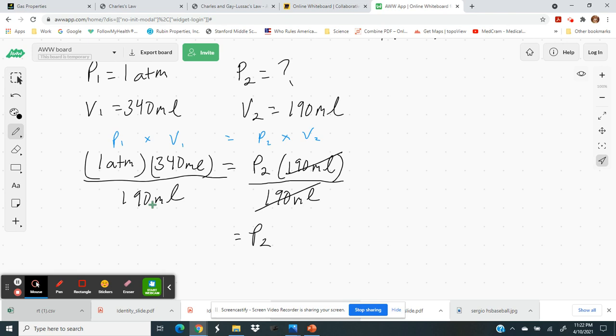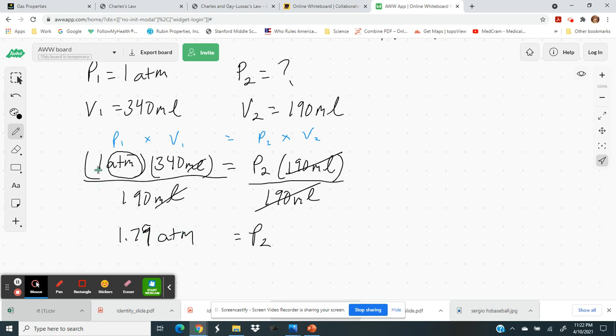So 1 times 340 divided by 190. Let me go ahead and do that. It's going to give me 1.79. Notice that the milliliters here cancel with the milliliters here. The only thing left is atmospheres, which is appropriate for pressure.